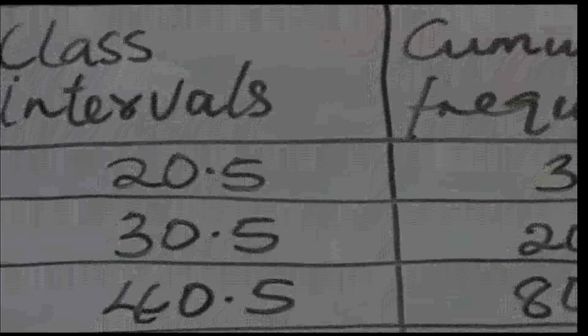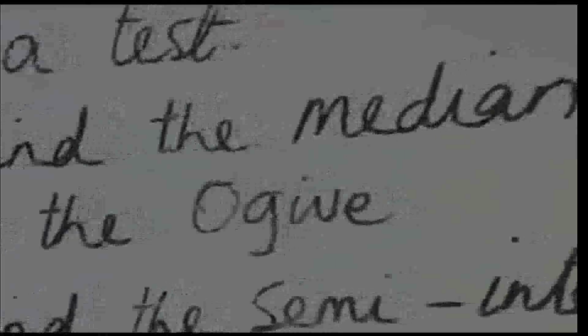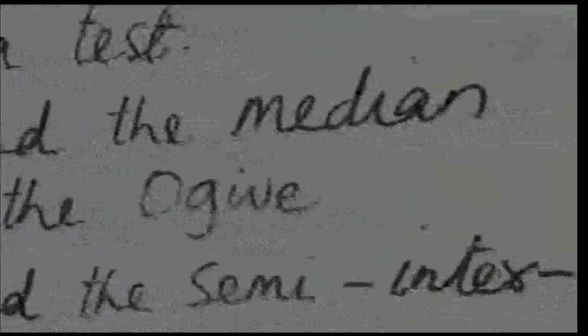This is the cumulative frequency table with which we have plotted the cumulative frequency curve, which is what you have here, the ogive. That is the ogive. Then question number B says, find the median from the ogive.